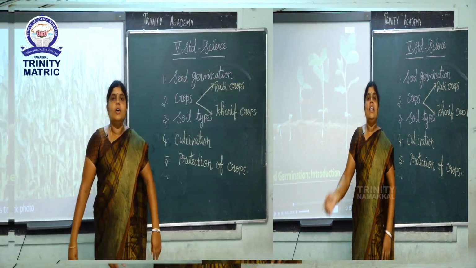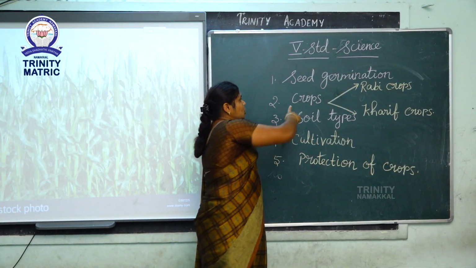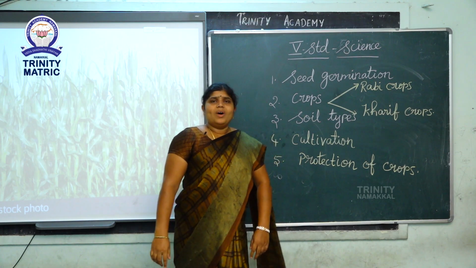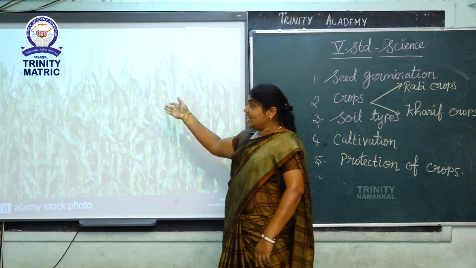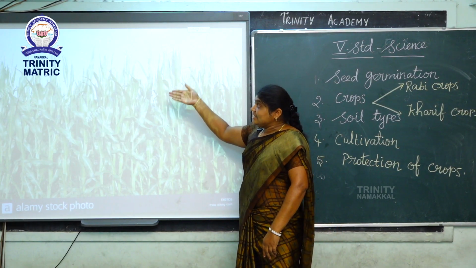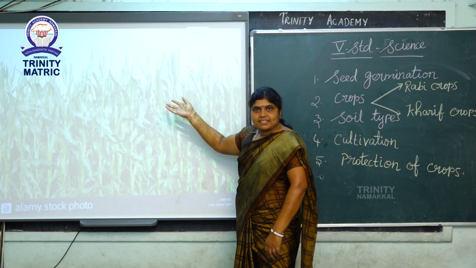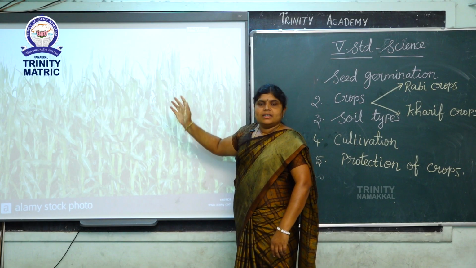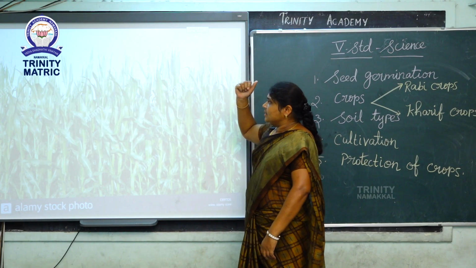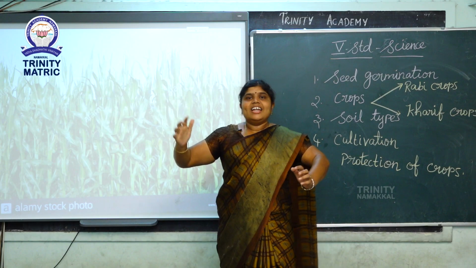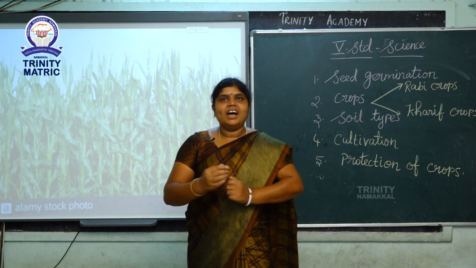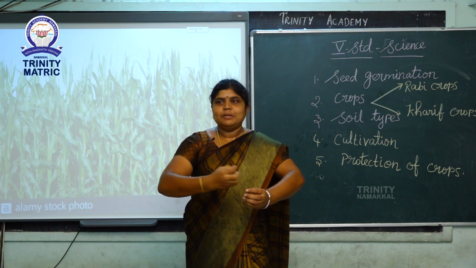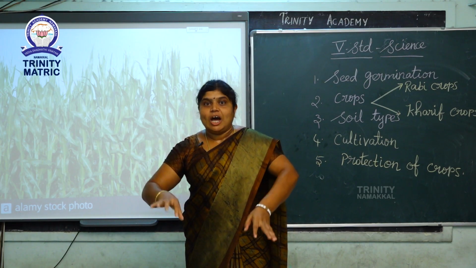Okay children, the next topic is crops. What is meant by crops? See the picture. Here, one picture is here. This picture is a maize plant. That maize plant grows in a large area. For example, in our home, we have a single plant, a rose plant, a brinjal plant. This is not a crop.